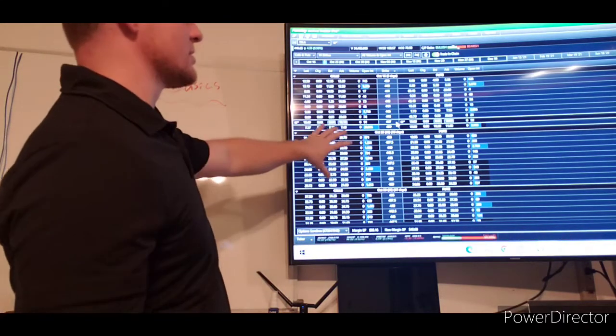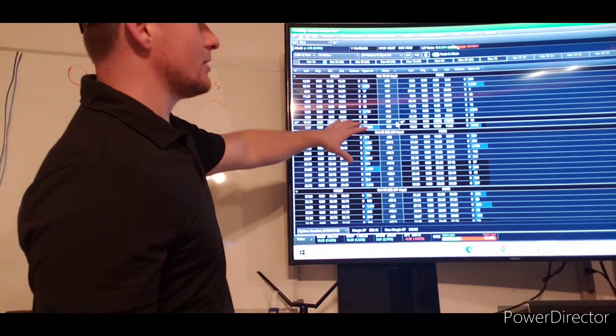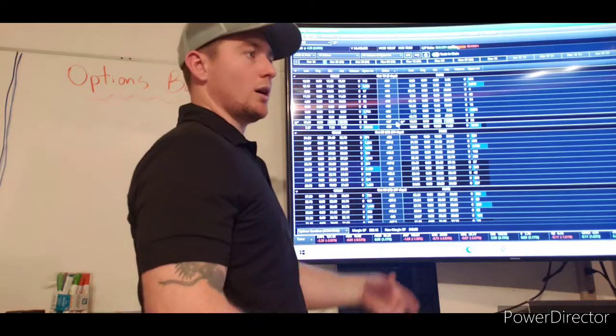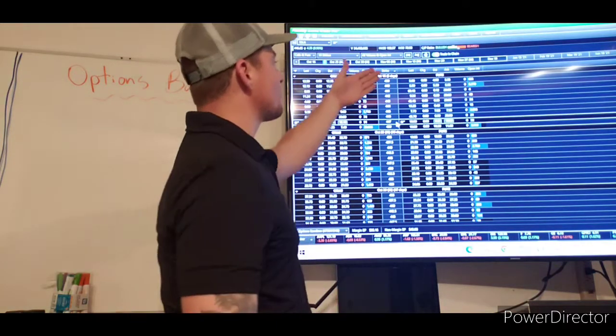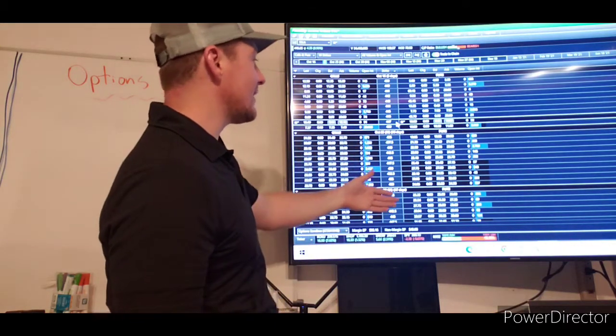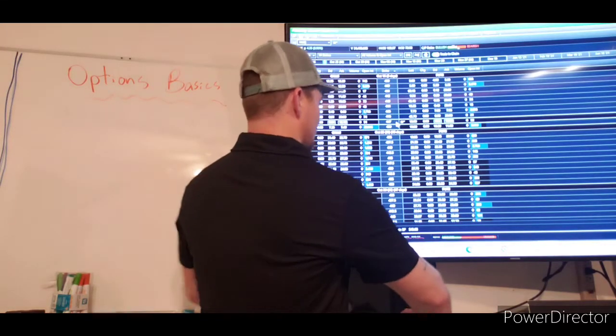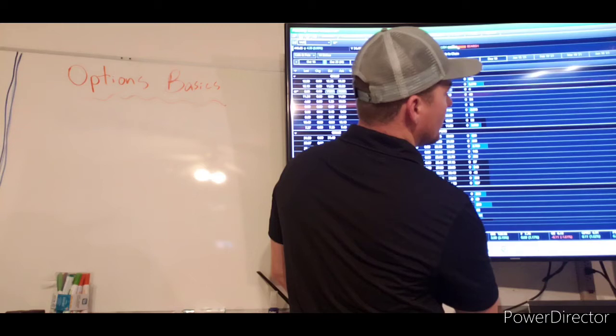So on real brokerages, I don't think Robinhood tells you the days, or anything like that, which TD Ameritrade, Schwab, things like that, they actually have where it shows you the dates and the days, shows you if it's a weekly contract or a monthly contract. Scroll down a little here.